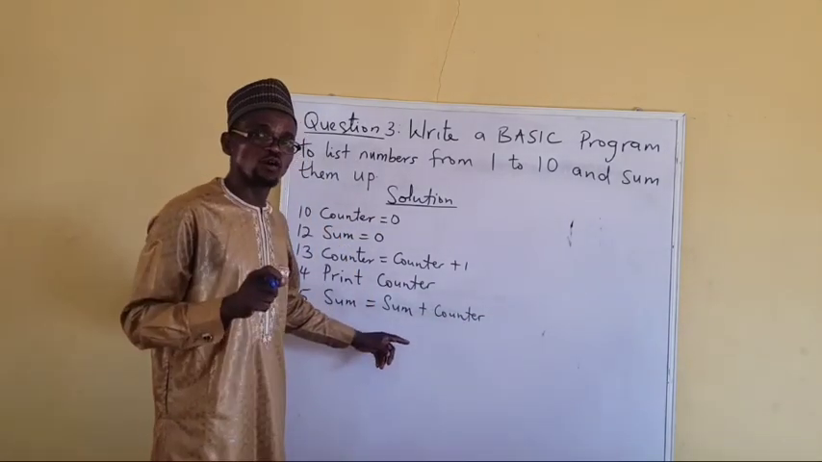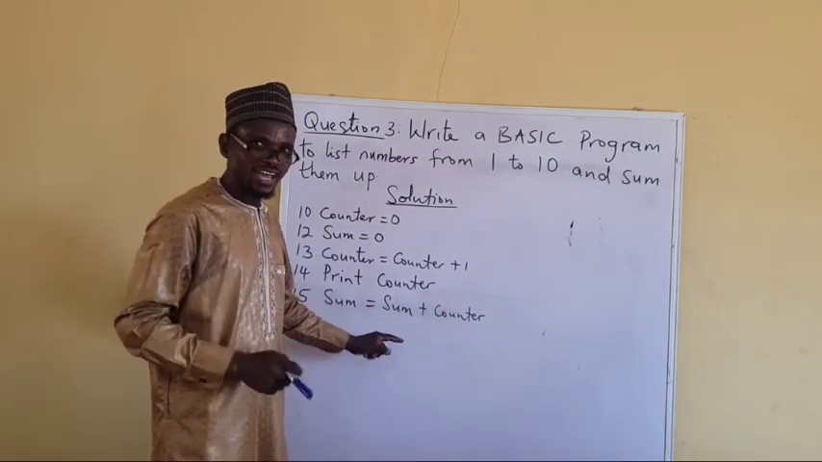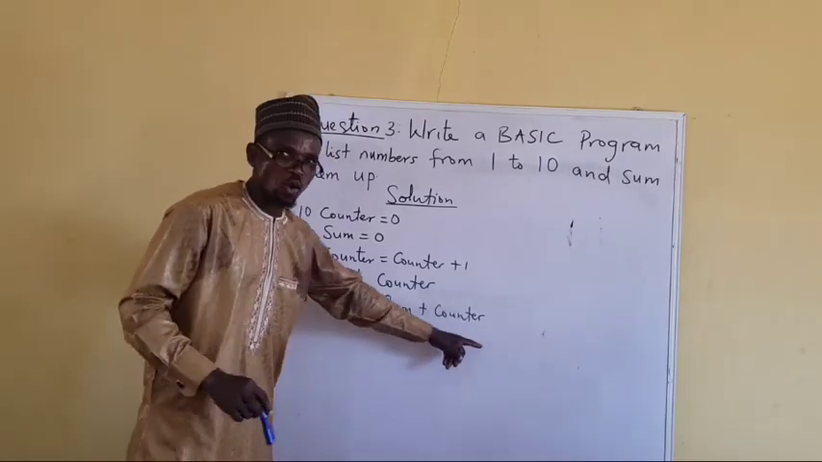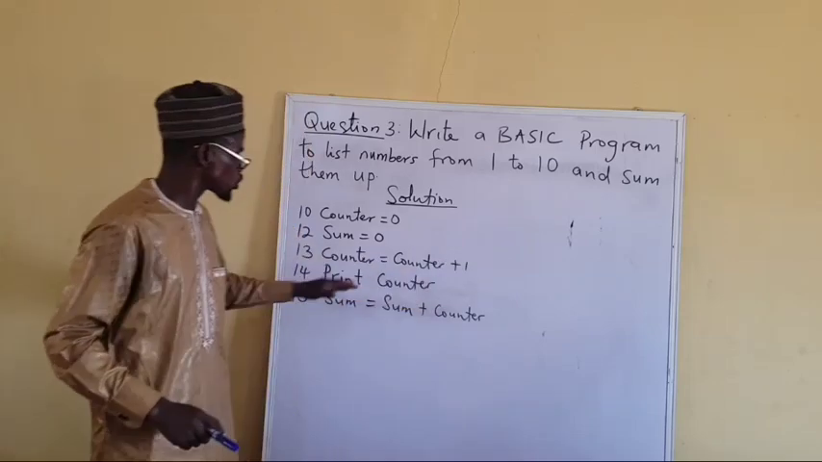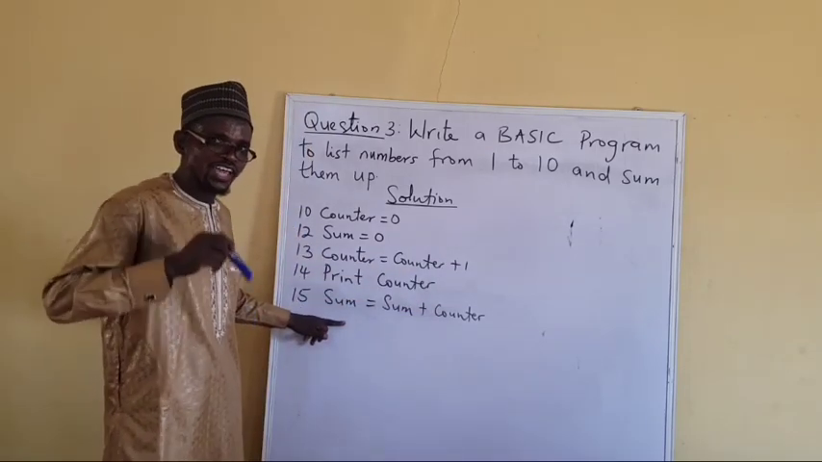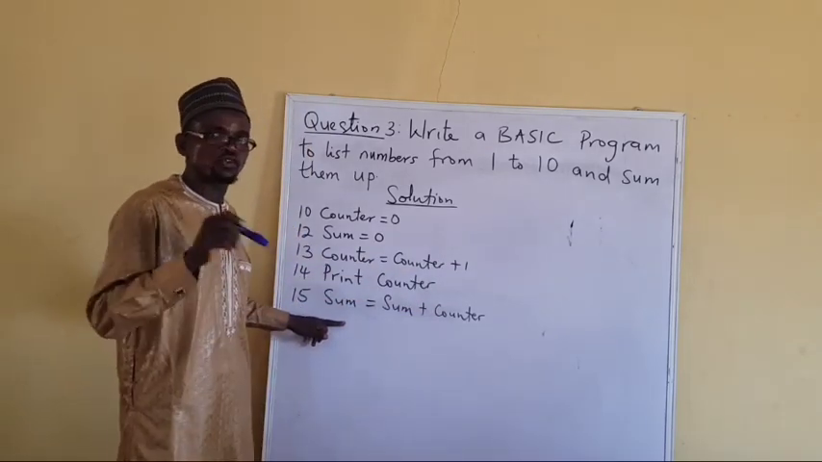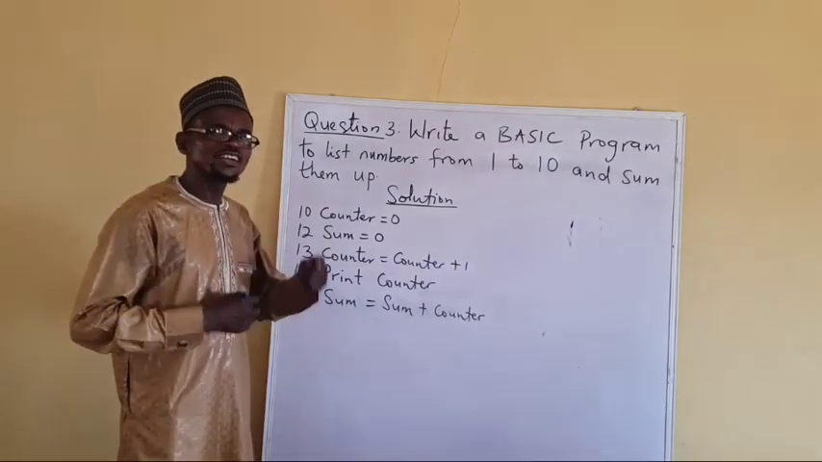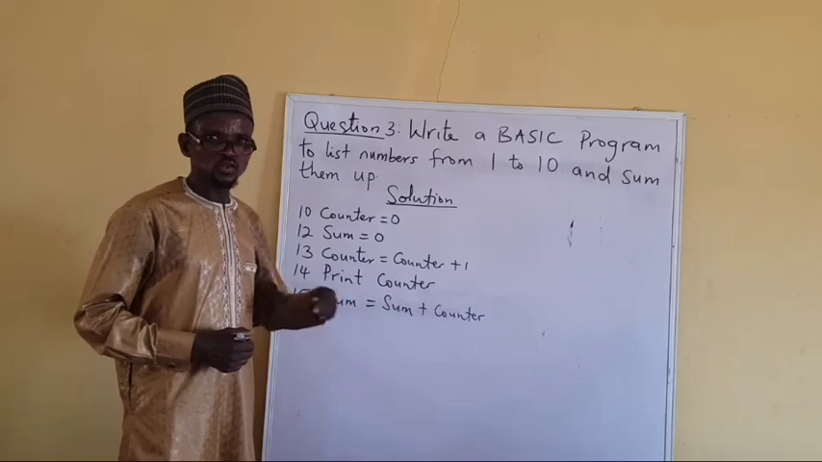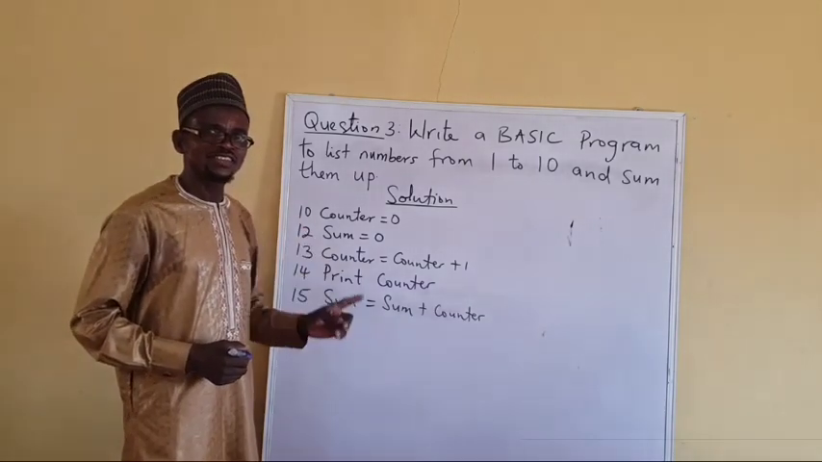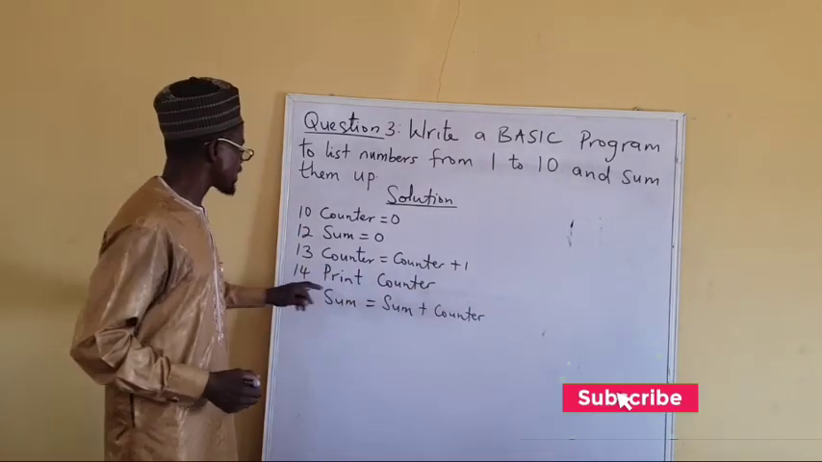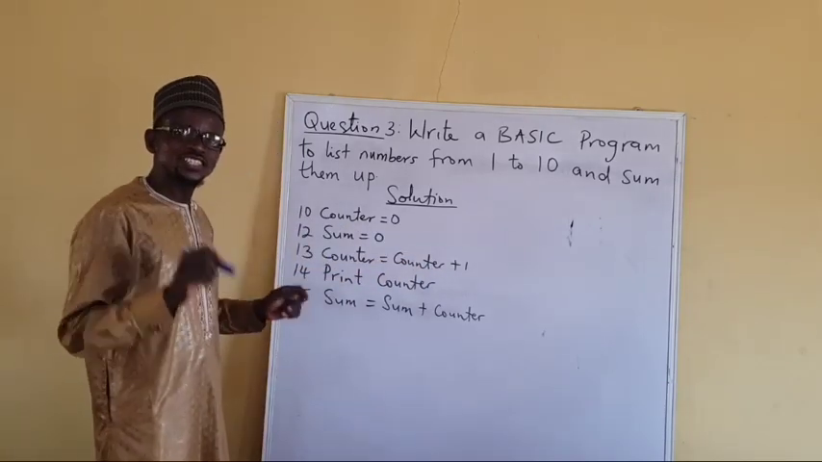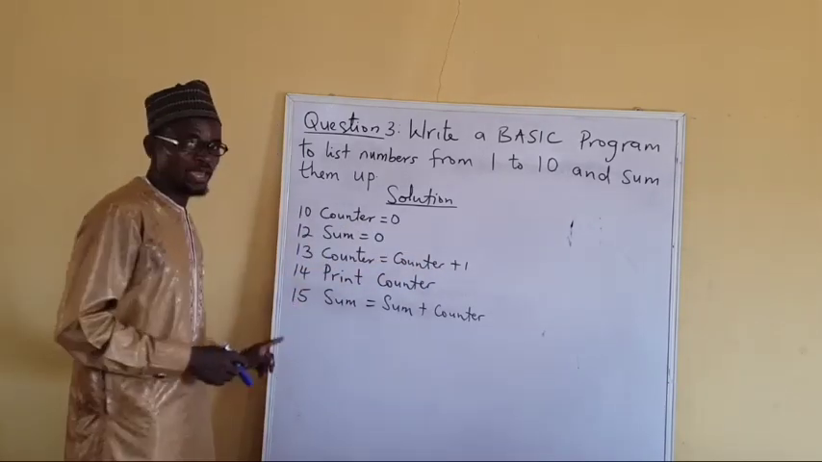What is the initial value of sum? 0, right? And the current value of counter is 1. 0 plus 1, 1. That 1 will be stored in sum. So the next time the computer will see sum, it will refer to it as 1. The next thing we need to do is to increase the value of counter. So in that case, we need a statement that will return the loop back to counter is equal to counter plus 1. This is the essence of using the statement number.